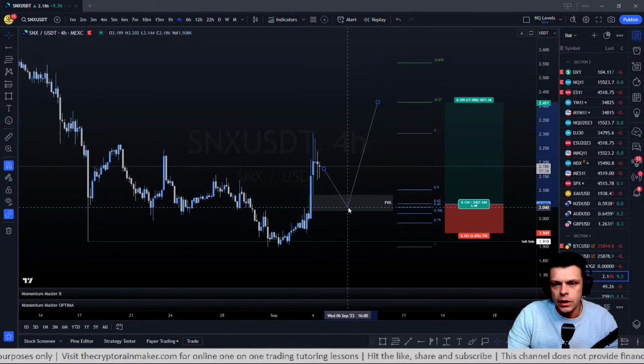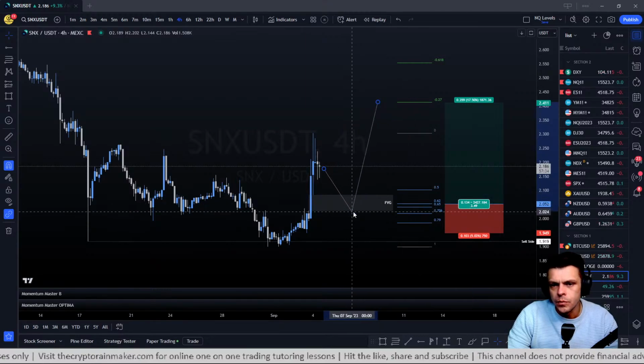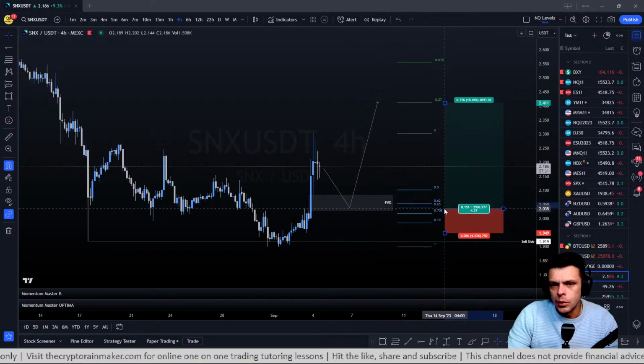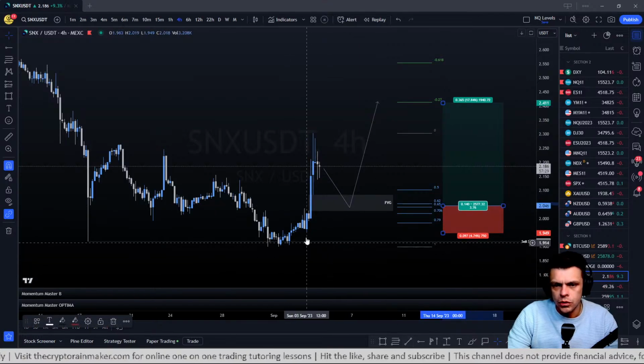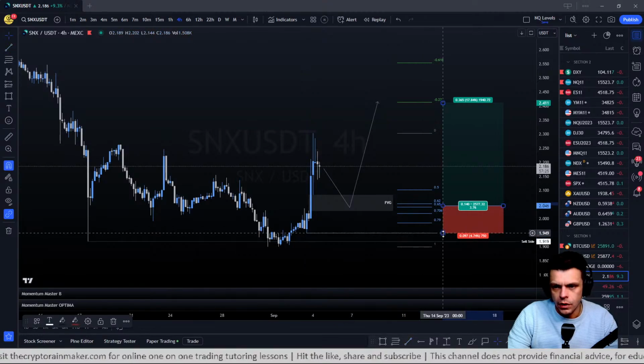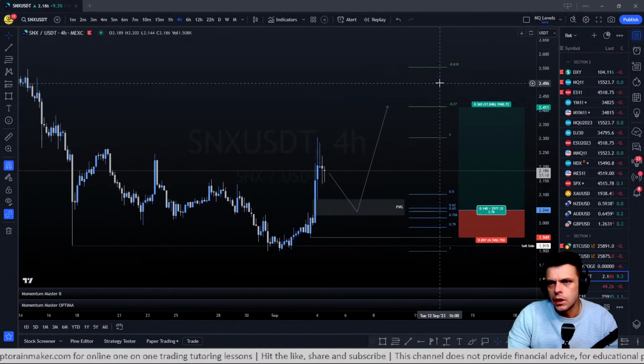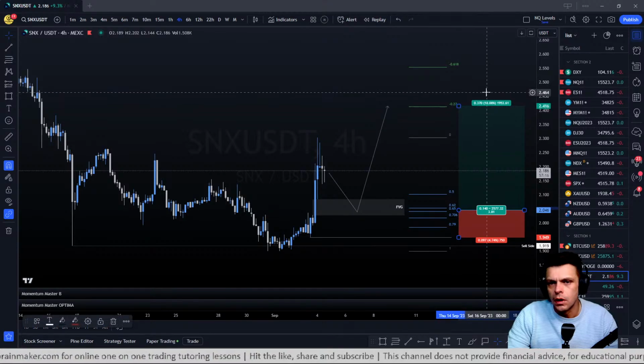So if it can retrace into this area towards the Fibonacci 618 or that OTE, that will be your entry, and you can put your stop loss right below this low, or right at the low. So then that's more or less risking 5% to make a potential 18%.